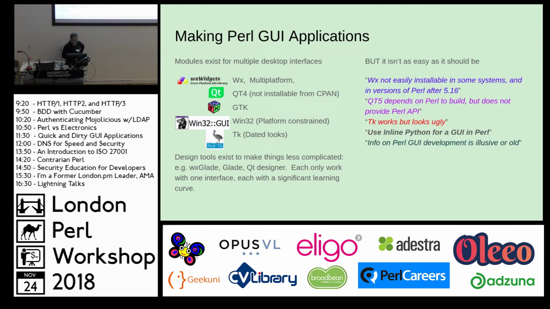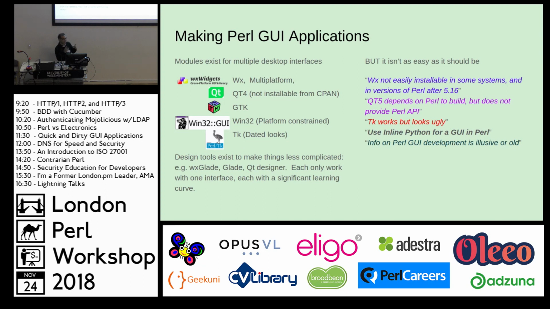And there are problems associated with that. It's not as easy as it should be, at least I haven't found it that way. Lots of systems can't install WX. And it's interesting that Qt5, which depends on Perl to build it, does not provide an API for Perl. You have to use Qt4. Tk works, but people complain that it looks old-fashioned and dated. One of the most peculiar things I saw for developing a Perl GUI was to use Inline Python to do that. And I thought, that's a paradox.